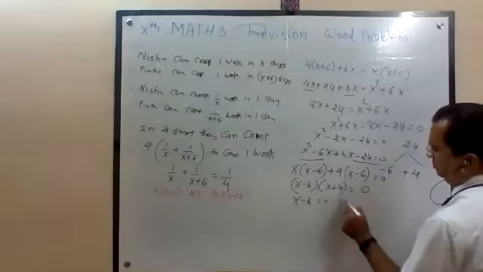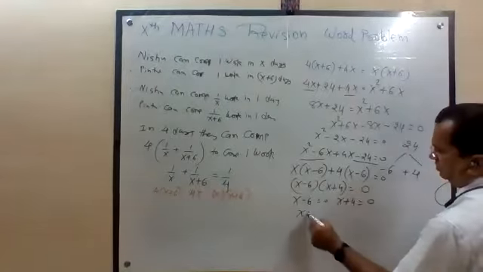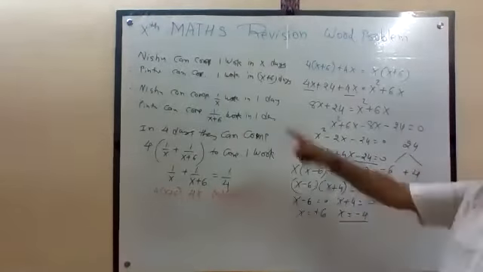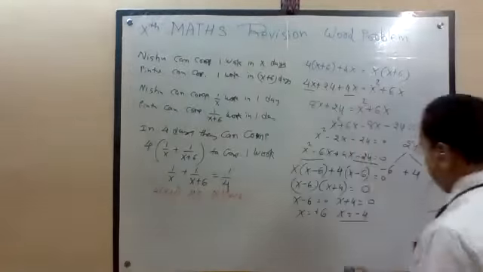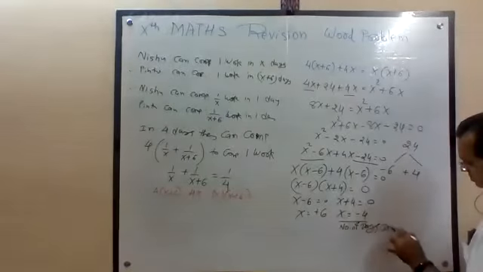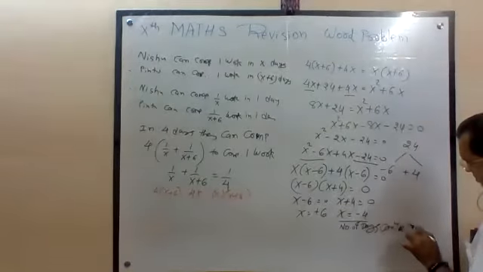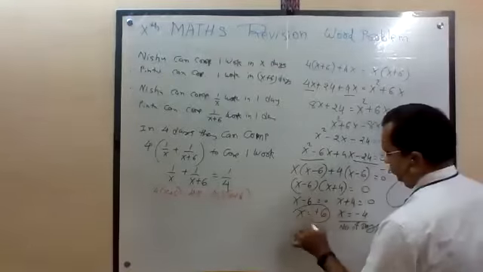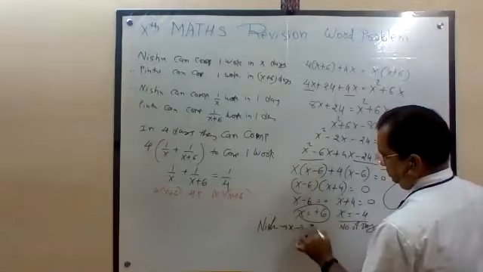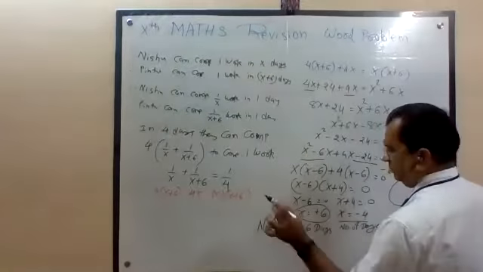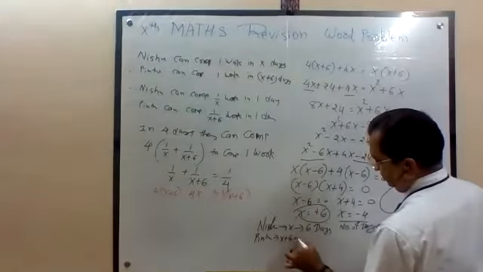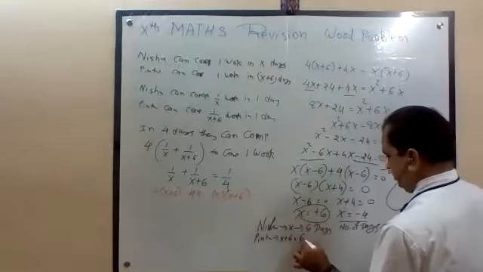X minus 6 is equal to 0. X plus 4 is equal to 0. X is equal to plus 6. X is equal to minus 4. We have considered number of days, so number of days can't be negative. Therefore, A means what, Nishu? x is 6 days. Full work will be completed by x days into x plus 6. So 6 plus 6.